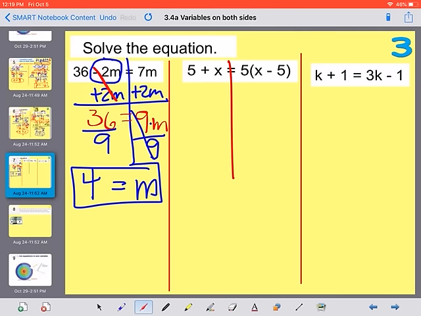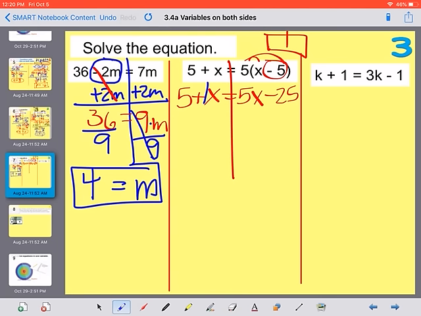This one we do have parentheses. We need to get rid of that by multiplying. If you need to draw your box to multiply, go ahead and do that. 5 times x is 5x. 5 times a negative 5 is negative 25. And then we have 5 plus x. If you want, you can put the 1 there. That's really 1x. We have x's on both sides.